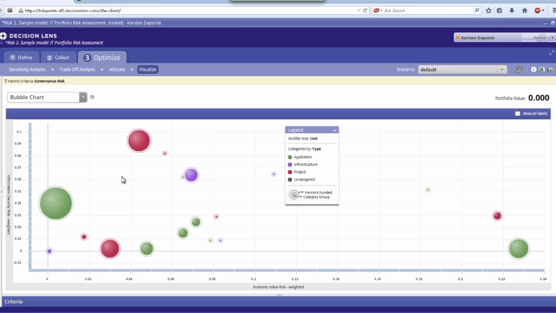I also have numerous applications that cluster in the bottom left quadrant, where we have low business value risk and low information security risk. This could be a very useful insight for a portfolio decision process.